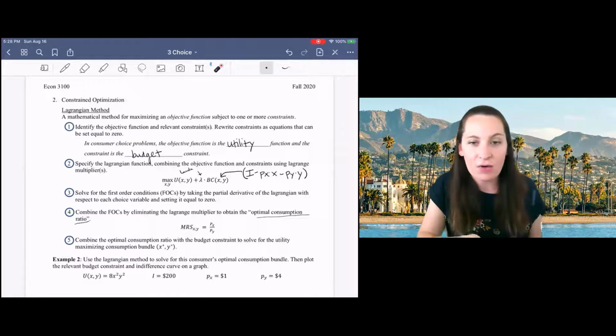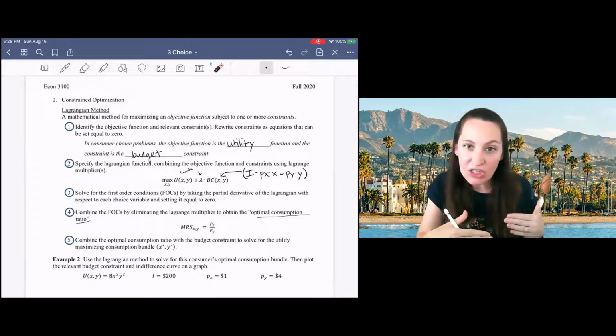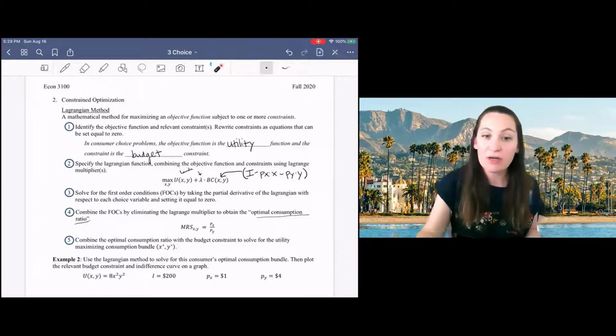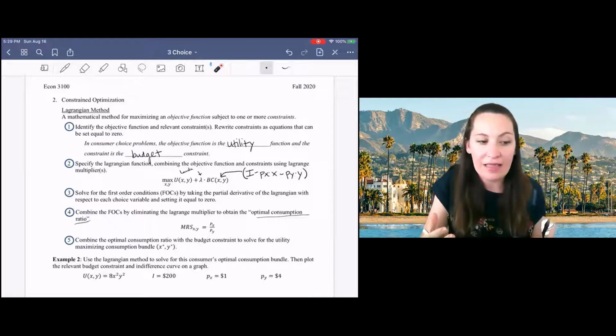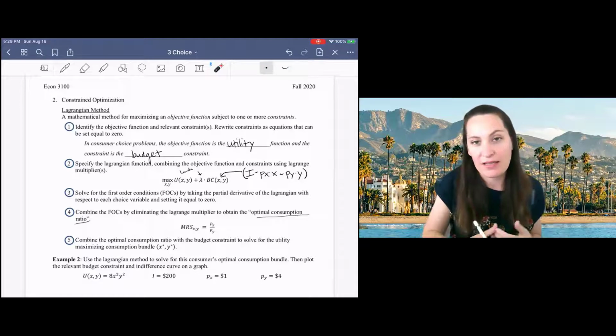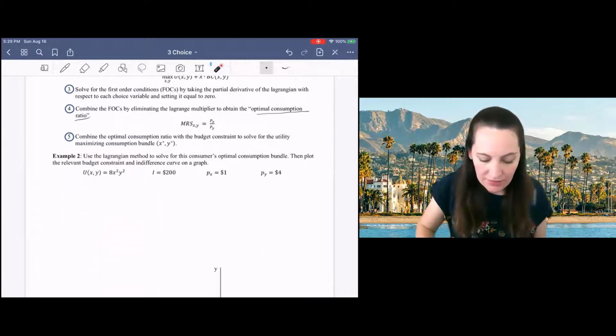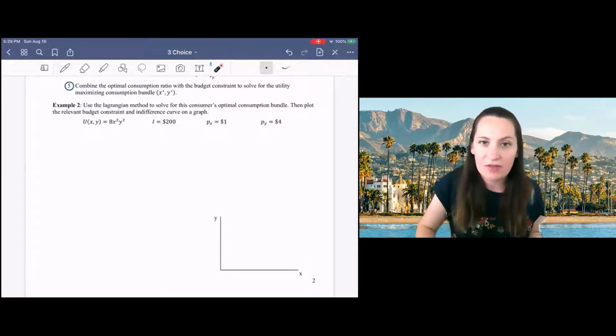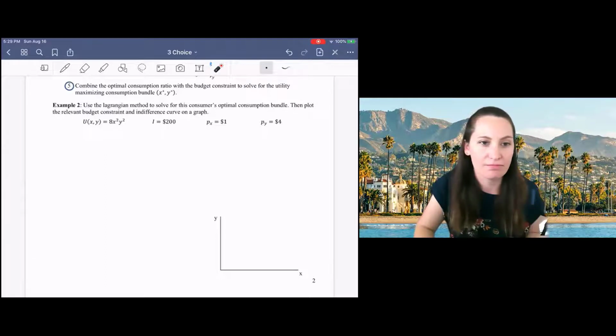That is going to tell us the optimal ratio of x and y that we would like to consume. But you'll notice that does not depend on our income. So to find how much we will actually purchase, we need to combine the optimal consumption ratio with our budget constraint to determine our choice of x and y that maximize our utility. I know that seems like a lot of steps, but as you go through this a few times, it will become second nature to you.